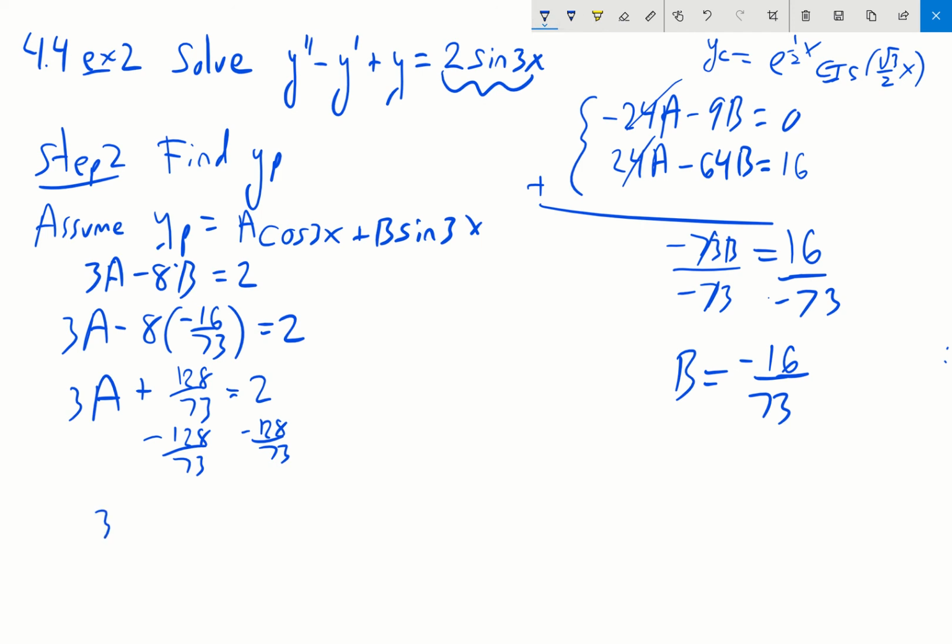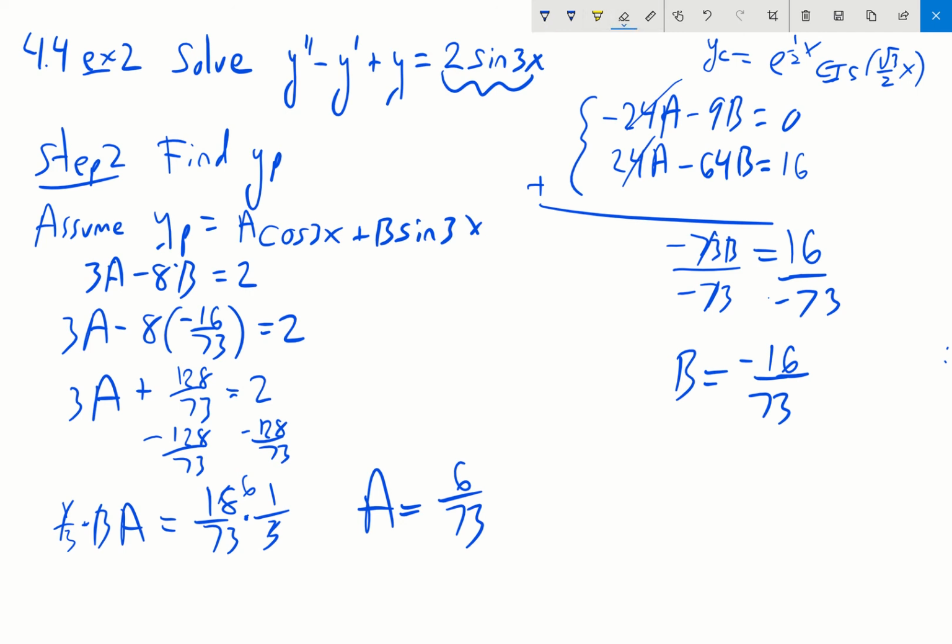We get 3a equals. Again, get common denominators, all that good stuff. It's okay to use a calculator too. But we would get 18/73. And then you can divide by 3. I find it a little bit easier to multiply by 1/3. This is some arithmetic I can do in my head. Cancel this. 3 goes into 18 6 times. And so we get that a is equal to 6/73.